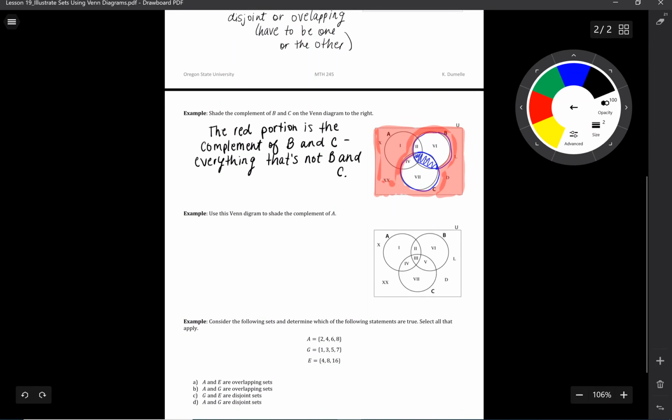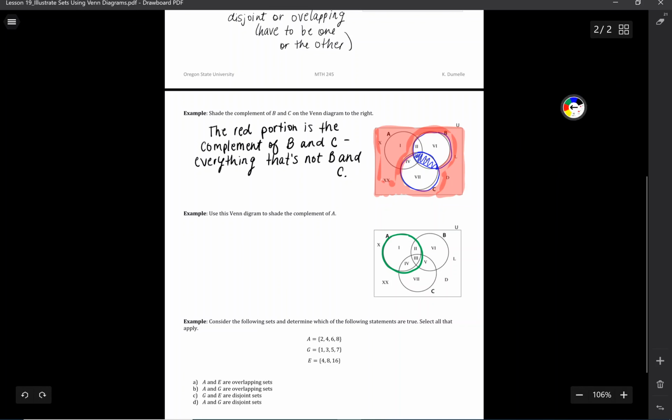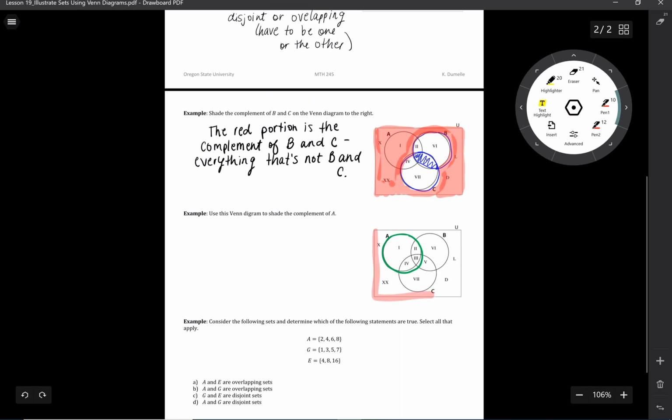All right, let's use the same diagram to shade the complement of A. So if I look at A, this guy right here, the complement is everything in the universal set that is not A. So if I wanted to shade this in red again, it would be our universal set, except for our circle A. So it would be all of this, all of these other elements besides A.